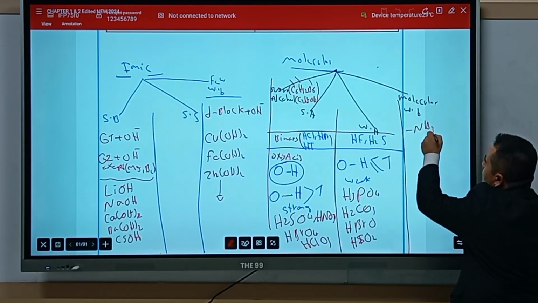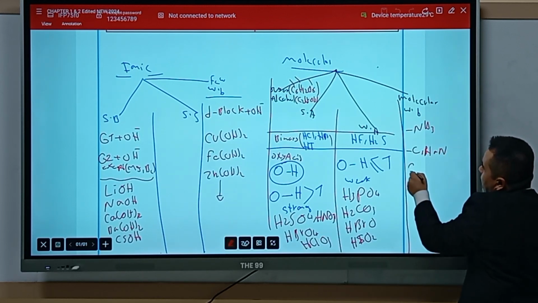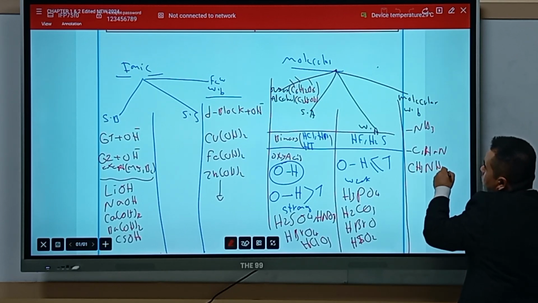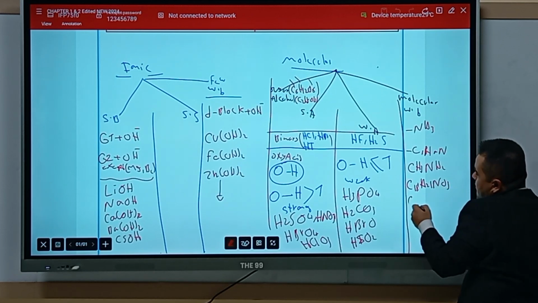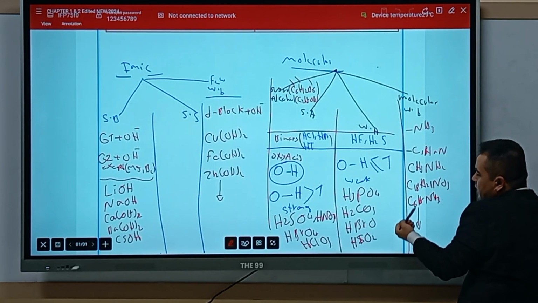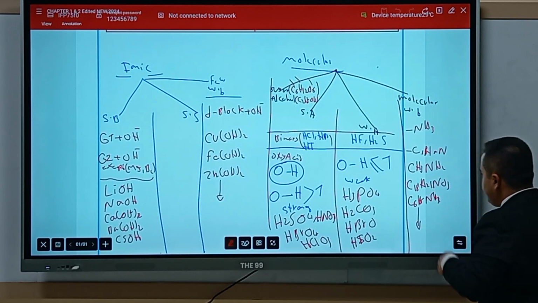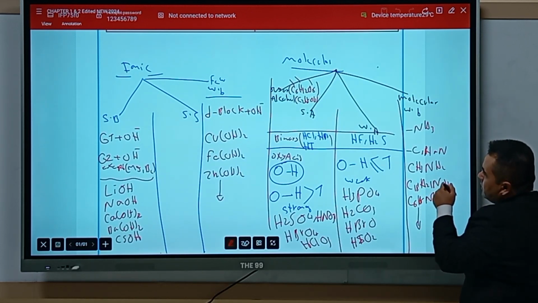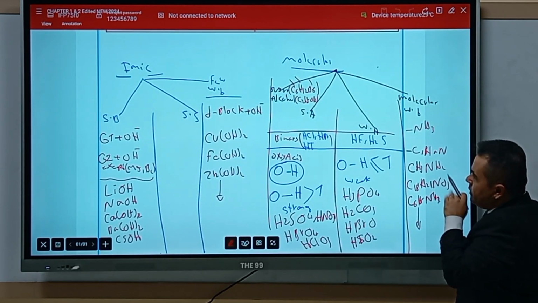Molecular weak bases are ammonia and any compound containing carbon, hydrogen and nitrogen, like CH3NH2, C18H21NO3, and C6H5NH2. So many other examples: amines, codeine, aniline, methylamine, ethylamine. We'll be talking about the amines in detail. So guys, these are the types of the compounds which we have in detail.